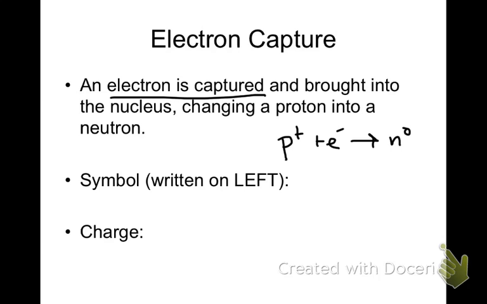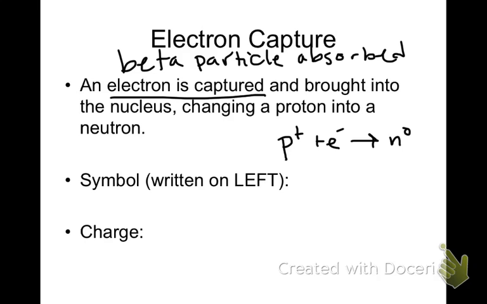So basically it's a beta particle that's absorbed instead of released. And so the symbol for this would be the same symbol as an alpha particle, but I want you to note in that box that it's written on the left. And so you can use the same color for your beta particle as you do for electron capture, or you can choose to use another color, I don't care. So a beta particle is an E with a 0 and a -1.